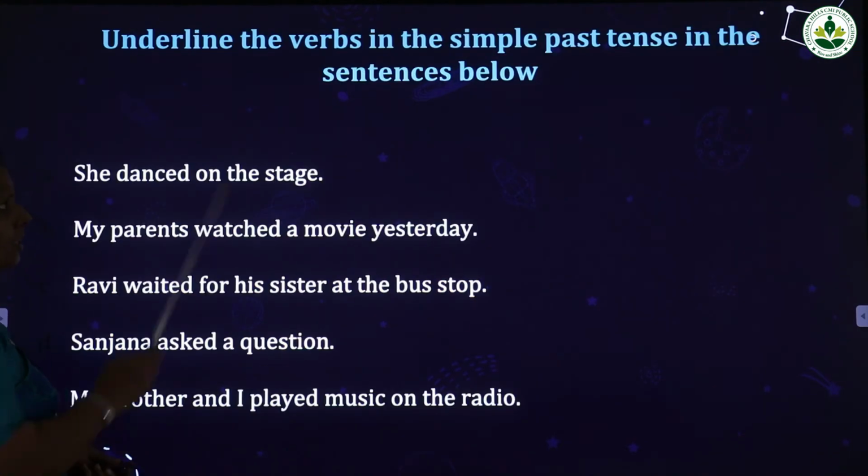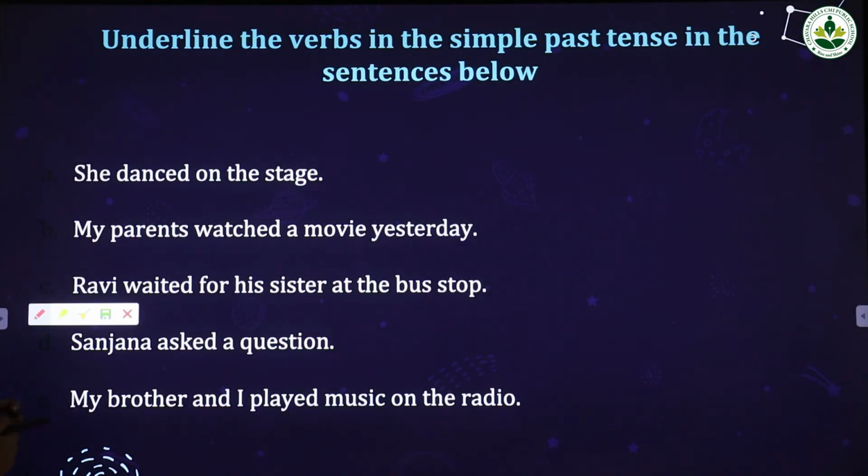Then there are some sentences given. You have to underline the verbs in the simple past tense. You know, in textbook A we have already studied how to identify the past form of a verb, isn't it? In past form the actions are already over. So read the sentence: She danced on the stage. You have to find the action word from the sentence and underline it.